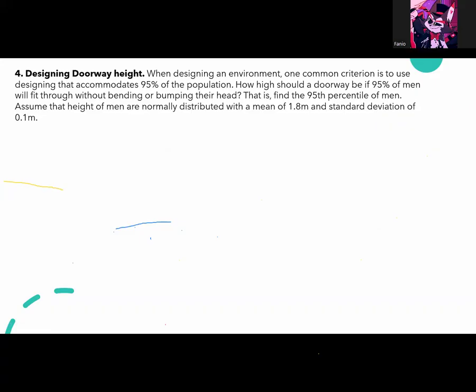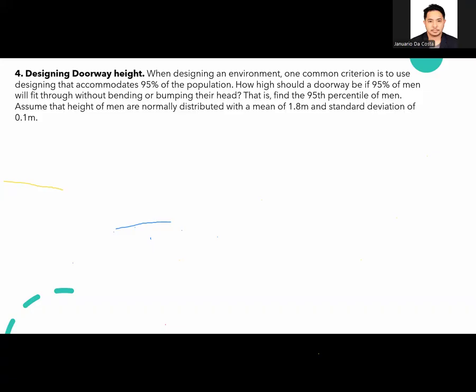When designing an environment, one common criterion is to use a design that accommodates 95% of the population. How high should a doorway be if 95% of men will fit through without bending or bumping their head? That is, find the 95th percentile of men. Assume that heights of men are normally distributed with a mean of 1.8 meters and a standard deviation of 0.1 meters.